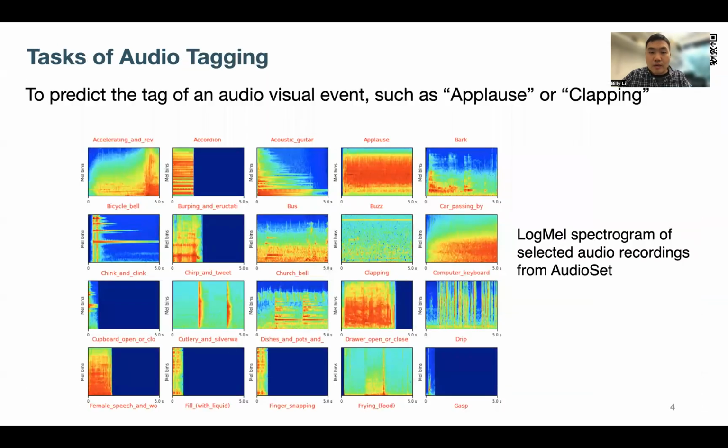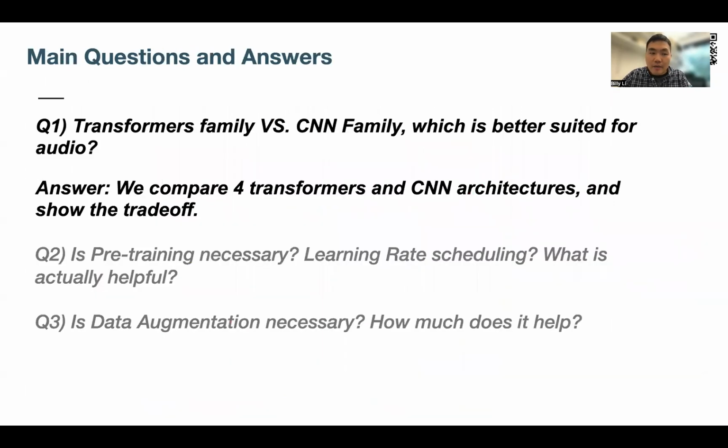So just to take a glimpse at the task of audio tagging, essentially we're learning the features from all these different acoustic classes. And from the log-mel spectrogram, we can see that they are drastically different from each other. But the challenge here is that the data quality is usually not very high. They're weakly labeled and they contain a lot of variation.